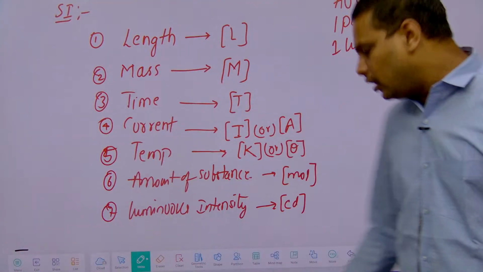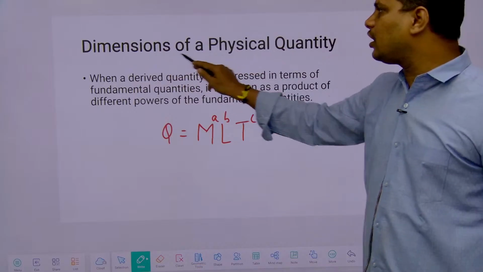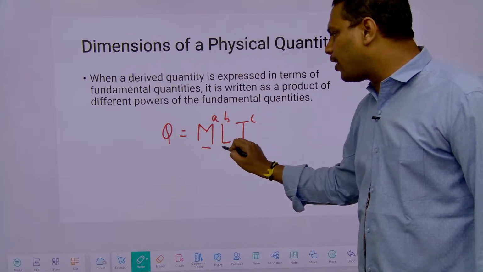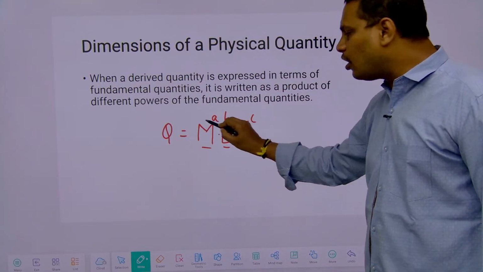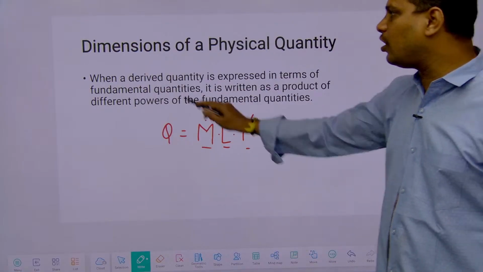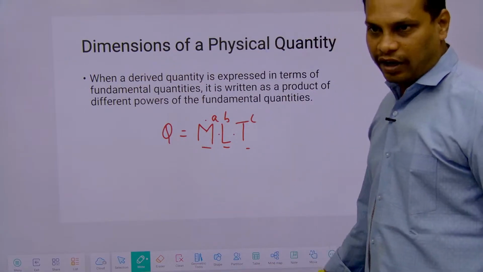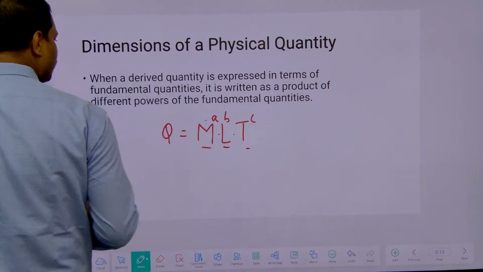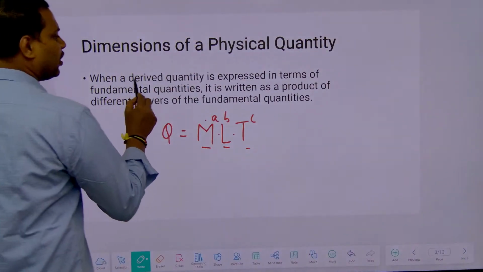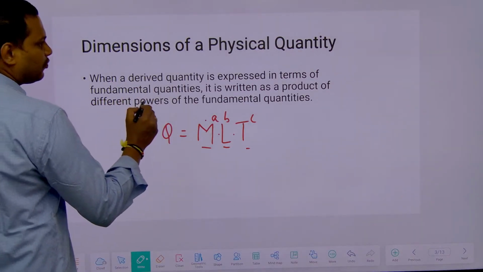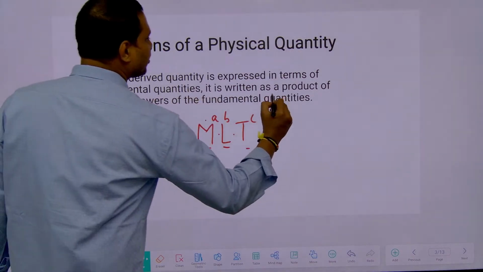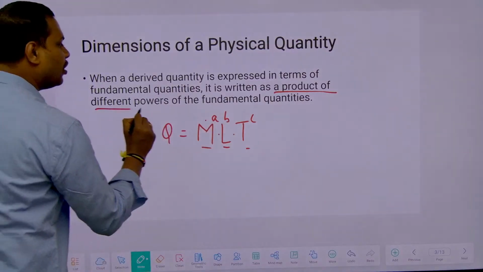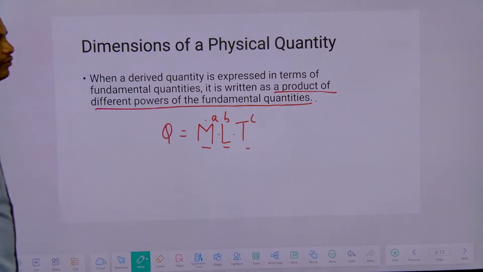Are you clear? Now listen, any physical quantity can be expressed as what? Product of powers of base quantities. That is called what? Physical quantity or dimensions of a physical quantity. Just note down this point, just one point. So when a derived formula, are you clear, is expressed in terms of what? Fundamental quantity, which is written as the product of different powers of fundamental quantities.